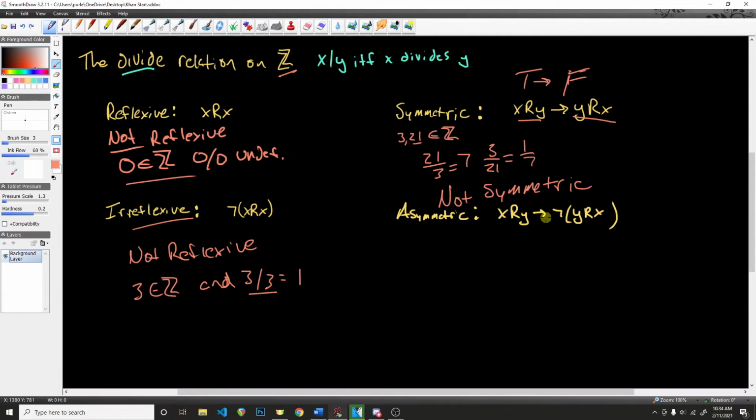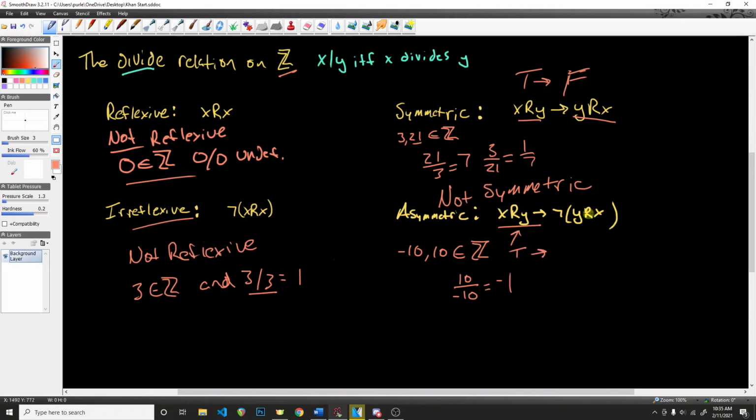In order to disprove it, all we need is one example where this is not true. So we can say that we have negative 10 and positive 10. Both of these are elements of integers. They are both integers. We can say that our premise is true because 10 divided by negative 10 is going to be negative 1. So we've proven that this part is true.